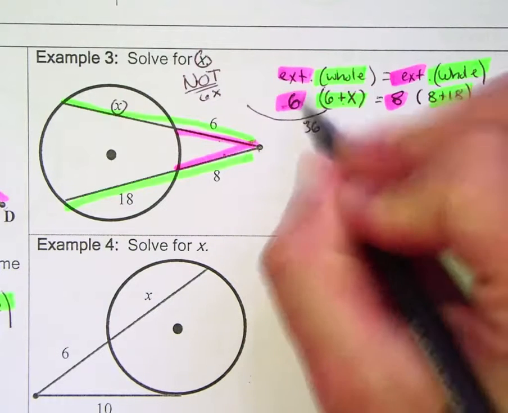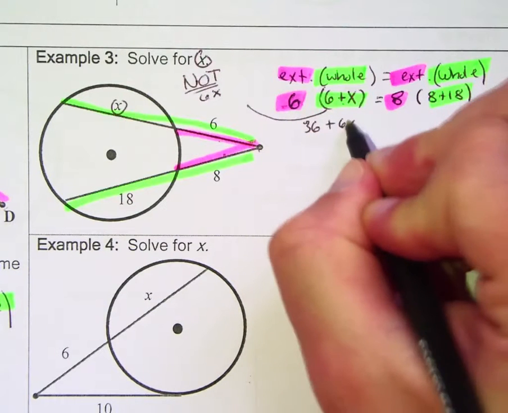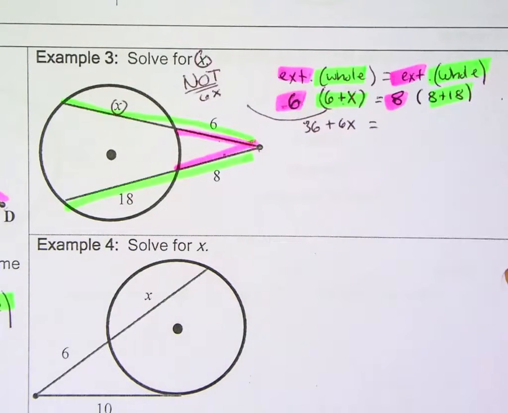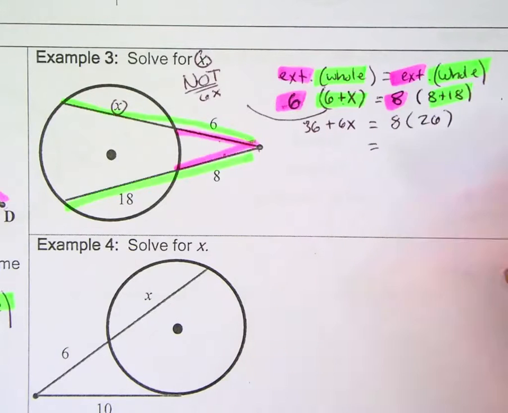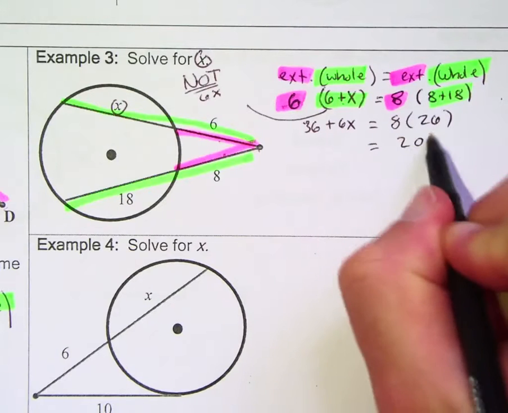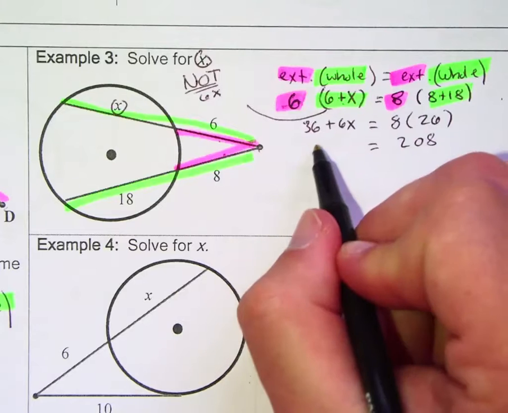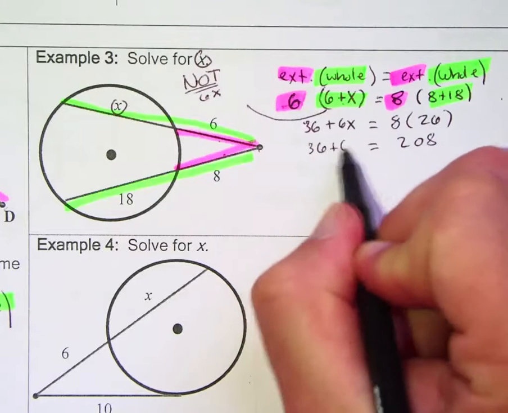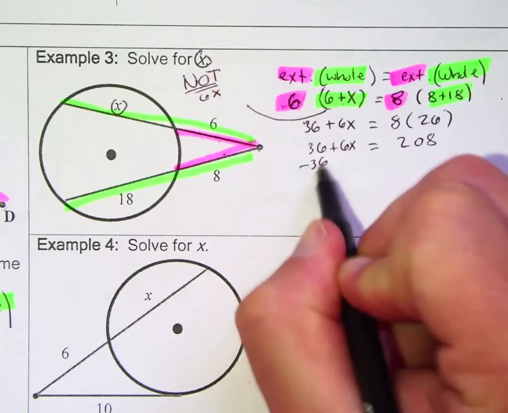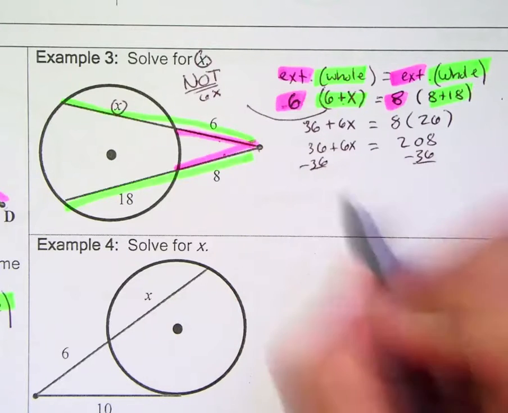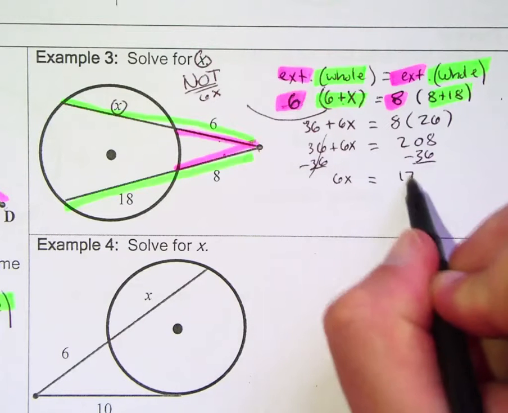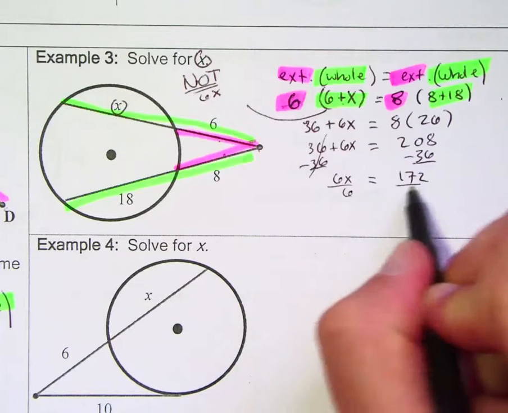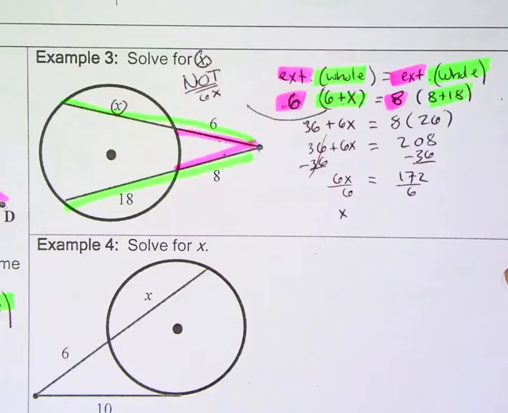You're going to get, with the distributive property, 36 plus 6x. You could distribute or just go ahead and combine these to get 26. I'll just keep going here. This product is 208. Start to isolate the x by taking 36 from both sides. Let's go ahead and divide both sides by 6. I probably have to go and do long division off to the side.